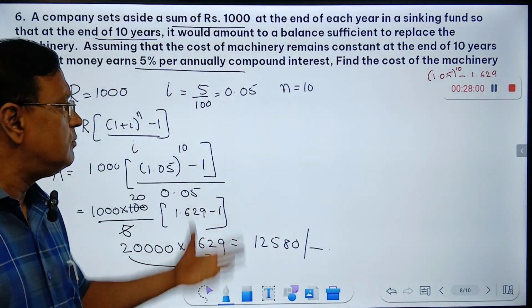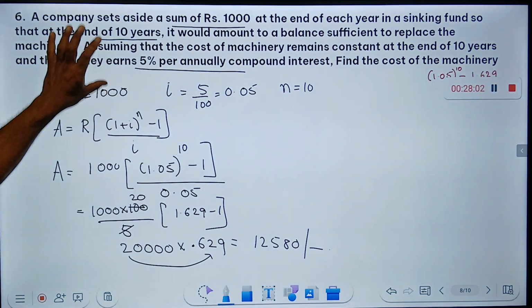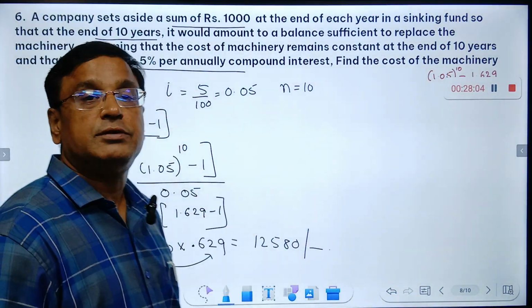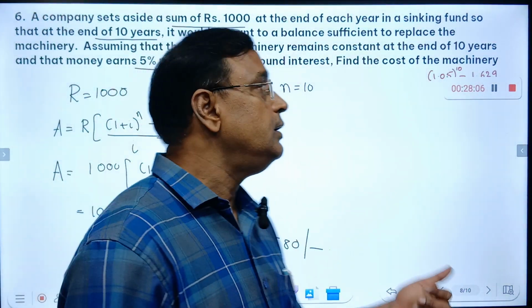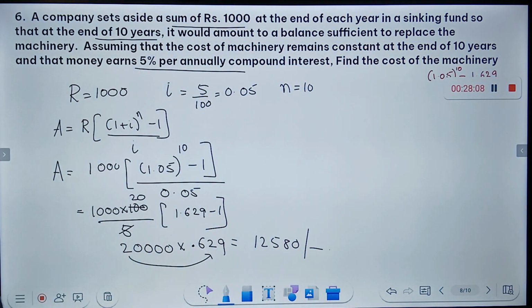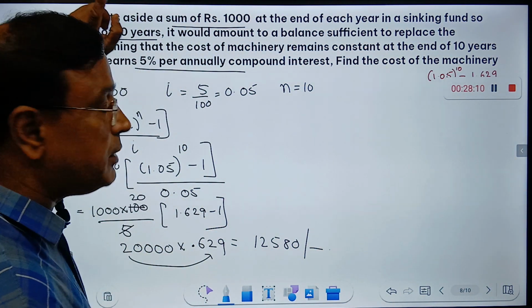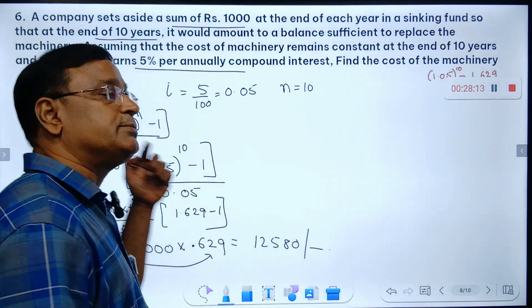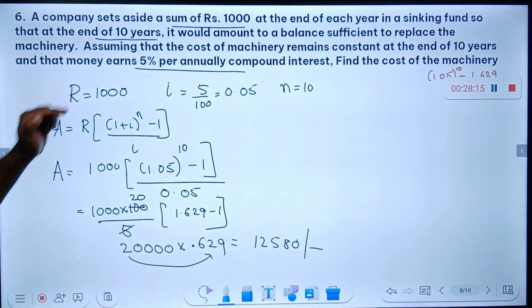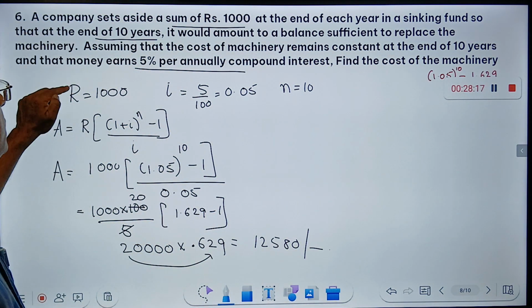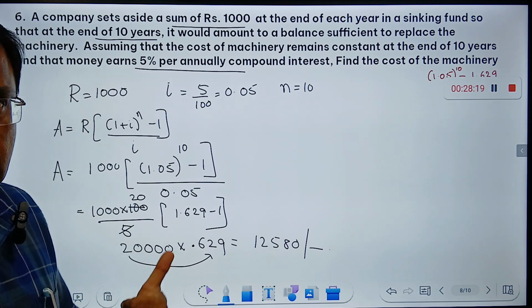Okay, so see, this is simple, but it is different from all the previous 5 questions. In what way is it different? It is different because in the previous 5 questions the amount is given and you are expected to find R. In this problem, what has happened? R is given, you are expected to find A.